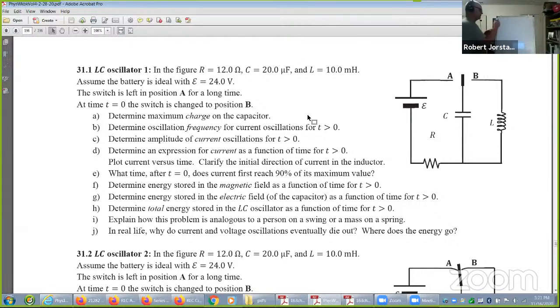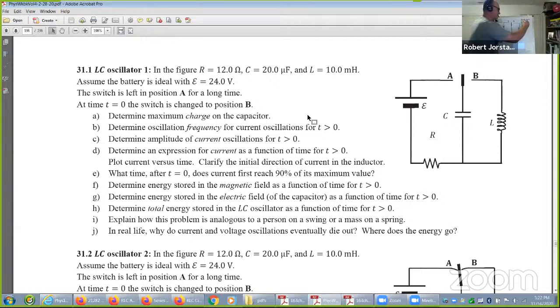Here we go, 31.1. Okay, LC oscillator one. We've got a resistor here. We've got a weird switch that can go from position A to position B. There's a capacitor in the central branch, an inductor. Oh, wait, no, there's no inductor there. A resistor here. Inductor over there. We are told R equals 12.0 ohms, so that's a small resistance.